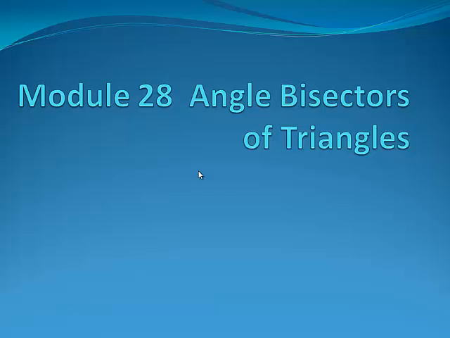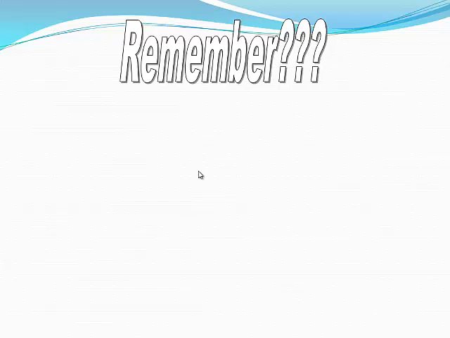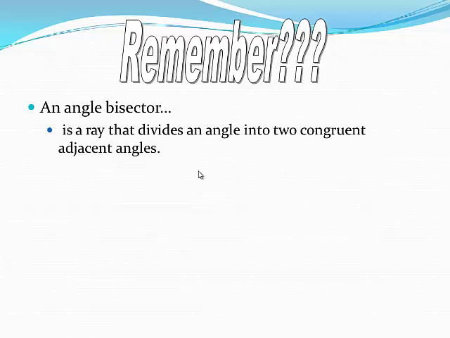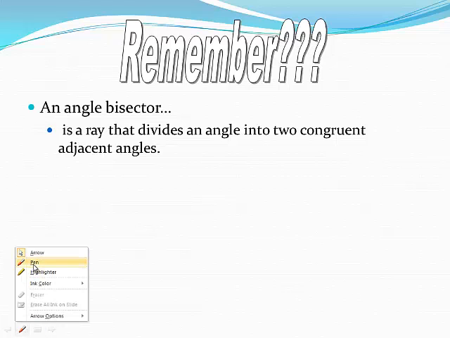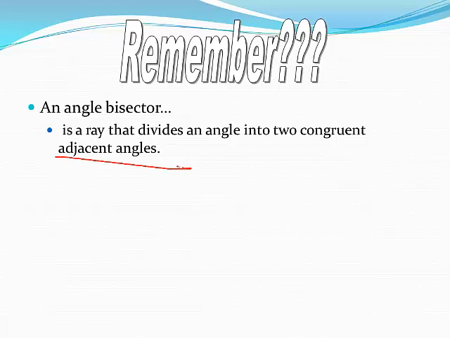All right, this is Module 28, Angle Bisectors of Triangles. Thing to remember from previous modules, what an angle bisector is. It's a ray that divides an angle into two congruent, adjacent angles. Adjacent is kind of the key. They have to be attached by a ray.